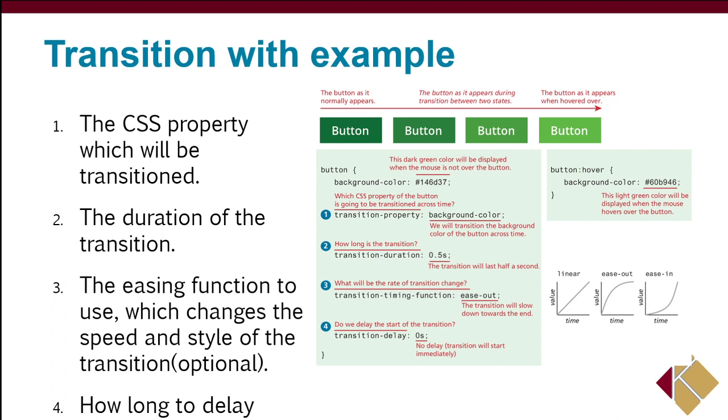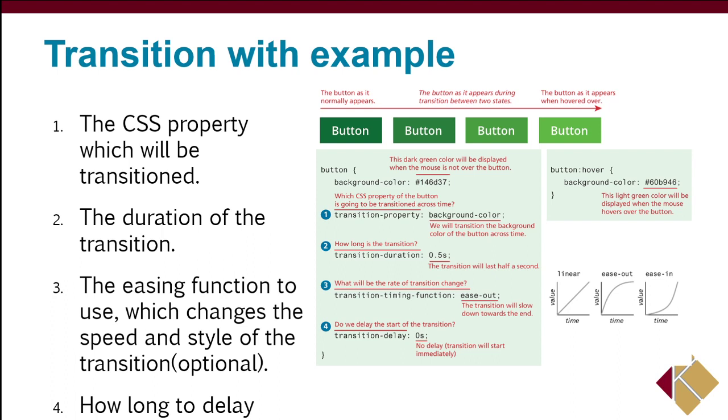And then how much of a delay? Do we want it to start immediately? So we have a delay of 0 seconds. If we wanted it to start after 5 seconds, we'd have a transition delay of 5 seconds. Basically it's going to go from this dark green to this lighter green, and it happens when it's hovered over. Okay? When the mouse is not hovered over, it will be that darker background color. But when it's hovered over, it's going to transition to that lighter one.